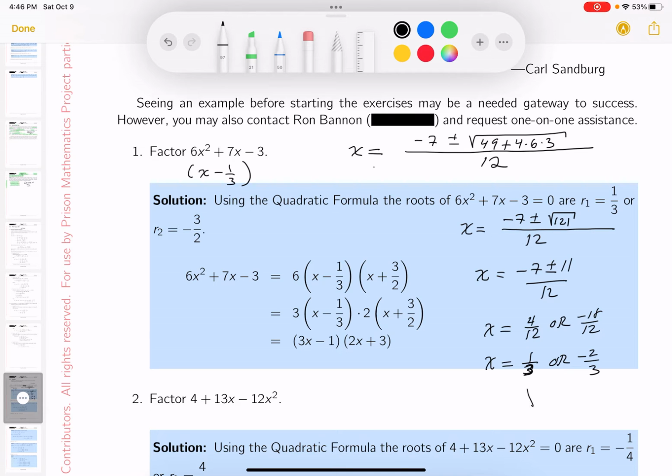I'll tell you why they do that. They know it's a root. And x minus 1/3, with x equal to 1/3, is 0. And what's the other guy going to be? x plus 2/3. But that can't be right. Right? That can't be right. So the question is, what would you do there?